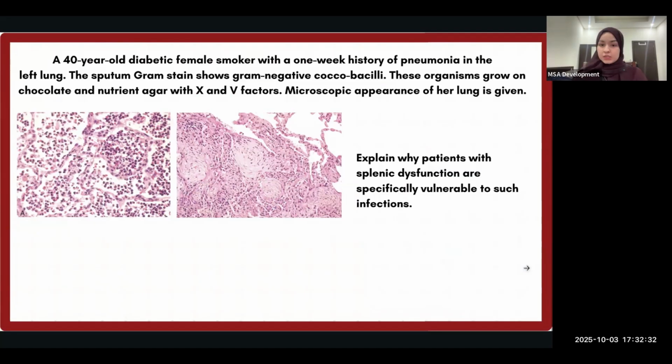Okay. Explain why patients with splenic dysfunction are specifically vulnerable to such infections. So, you know, the function of the spleen is basically to kill off or eat bacteria. In the case of encapsulated bacteria, their main virulence factor is that this capsule is resistant to the immune system. It walls off the immune system, so it's able to evade our immune system. So in the case of asplenic patients or sickle cell patients, they are especially vulnerable to these infections.